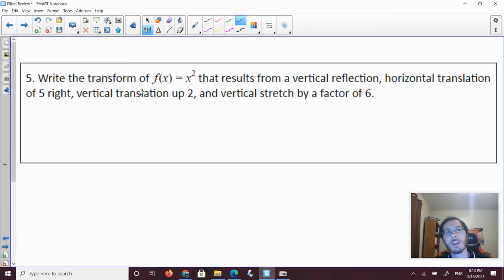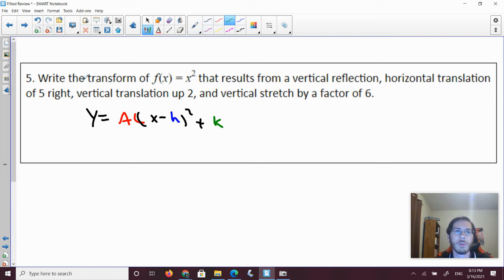All right, for number 5, write the transformation of f of x equals x squared that results from a vertical reflection, horizontal translation of 5 right, vertical translation of 2, and a vertical stretch by a factor of 6. So for this, we need to remember the equation. Y equals, since we're doing all the motions, we probably want it in vertex form. a times (x minus h) squared plus k. And so our goal is basically to fill in all those letters, find out what is a, what is h, and what is k.